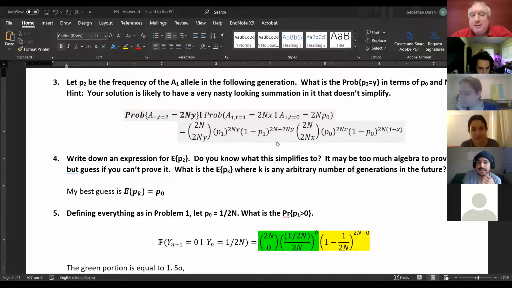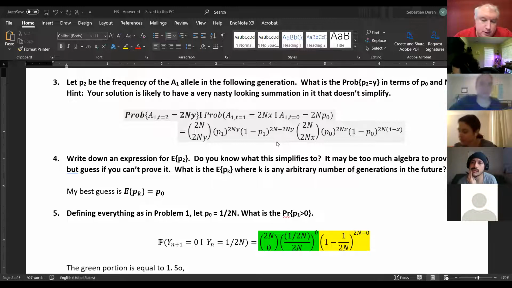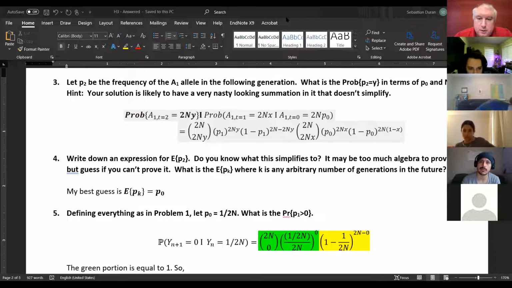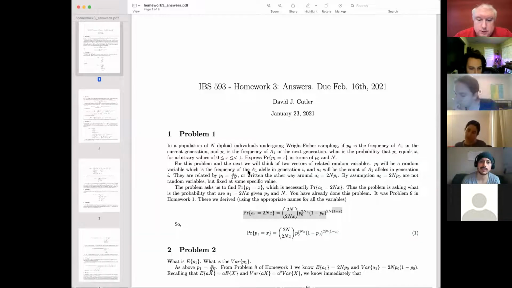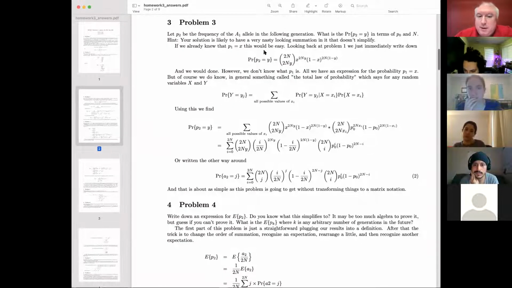It's okay. So this is the probability that P1 equals X. And so what we would want here is the probability that P2 equals, say, 2ny, given that P1 equals X, summed over all the possible values of X. So let me see if my solution is sufficiently clear. Look at 3. You guys can see my screen?